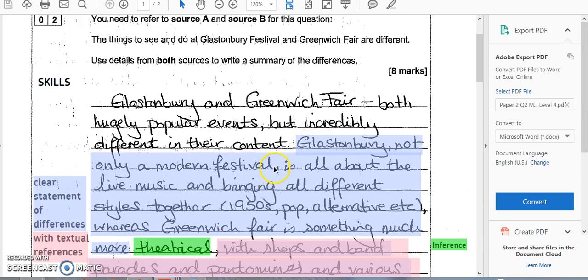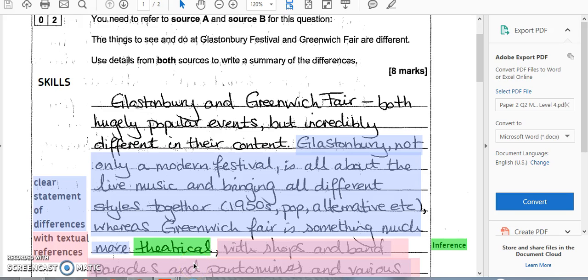Glastonbury, not only a music festival, is all about live music and bringing together all different styles together, whereas Greenwich Fair is something much more theatrical. So we've got a statement of difference and a bit of an inference there, really. It never actually says Greenwich Fair is a theatrical event. This is what the student has judged from having read the extract from Greenwich Fair. You may have got that as well.